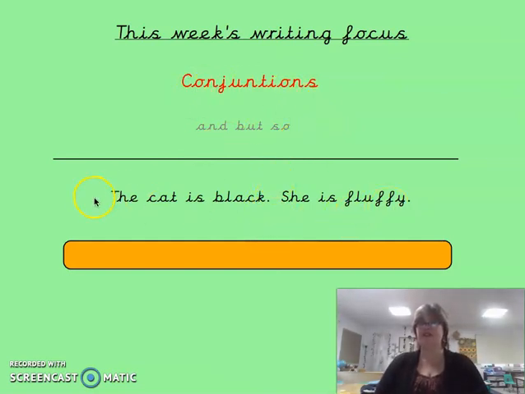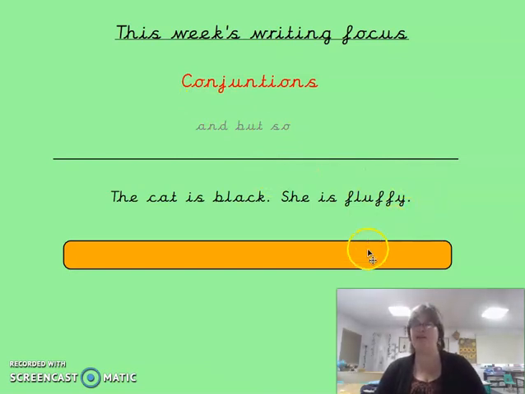So let's have a look at these 2 simple sentences. We've got the cat is black, and then a full stop, and then our next sentence is she is fluffy. Now, could we use one of these 3 coordinating conjunctions in the middle here to take away that full stop and expand that sentence to make it one longer sentence? Try them and see which one you think you'd like best.